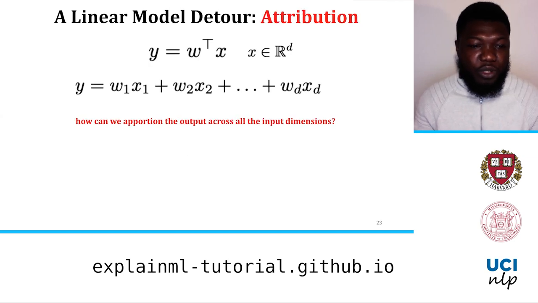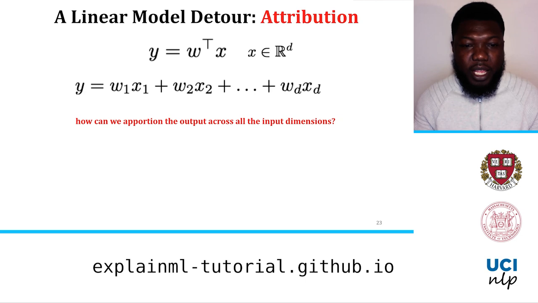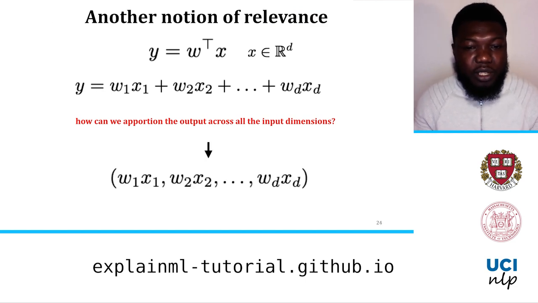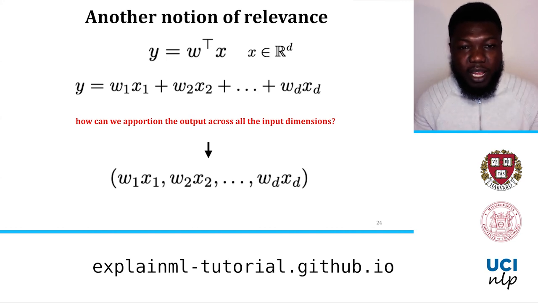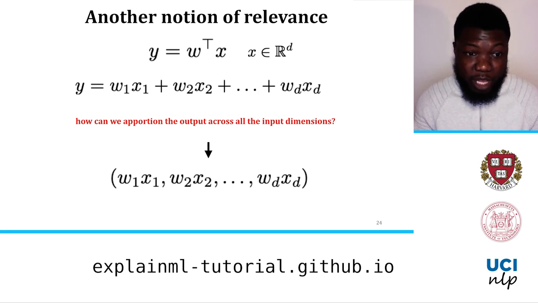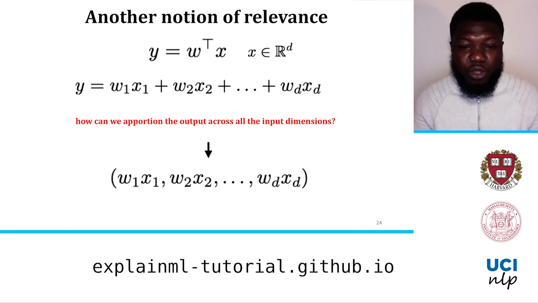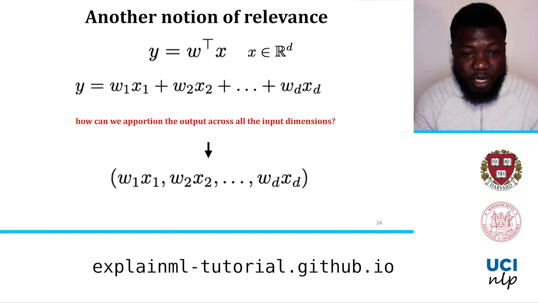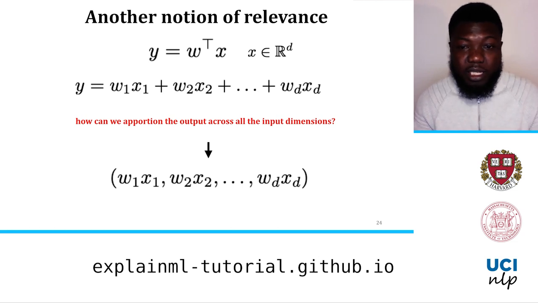Another form of relevance you can also compute here is to answer the question, how can I take the output, Y in this case, and apportion it across the dimensions of my input? And here, one answer you can obtain is to do an element-wise product of the weight times the actual feature dimension itself. And so these two notions of relevance, the sensitivity that we just described, which is in the form of the input gradient, and the gradient times input here, will actually translate into the deep neural network setting.